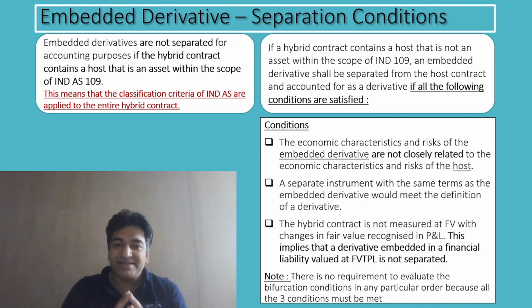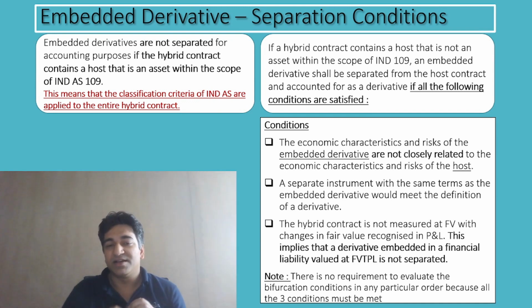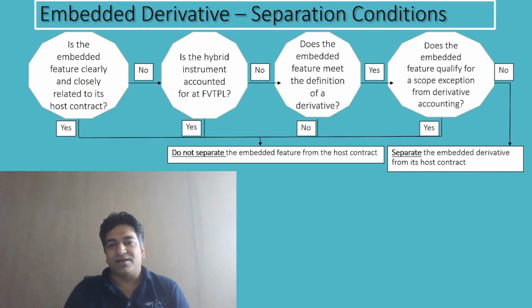So guys, all these three conditions have to be met. There is no random or ad hoc order; all three conditions have to be fulfilled. Then only will it be separated from the host contract. So guys, let us understand this with the help of a flowchart.